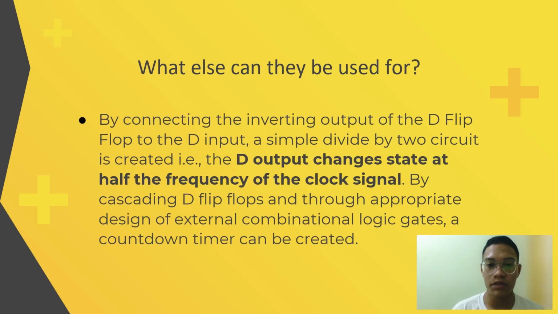What else can they be used for? By connecting the inverting output of the D flip-flop to the D input, a simple divide-by-2 circuit is created. The D output changes state at half the frequency of the clock signal. By cascading D flip-flops and through appropriate design of external combinational logic gates, a countdown timer can be created.